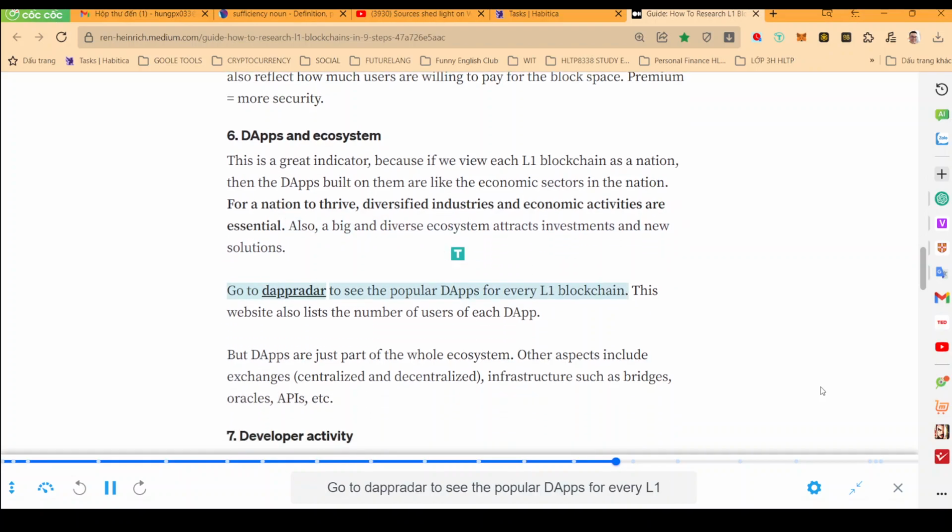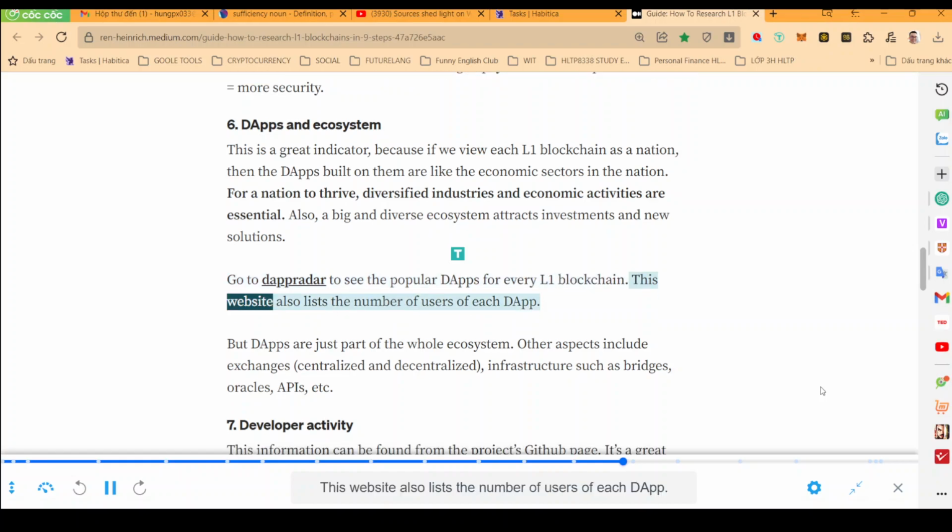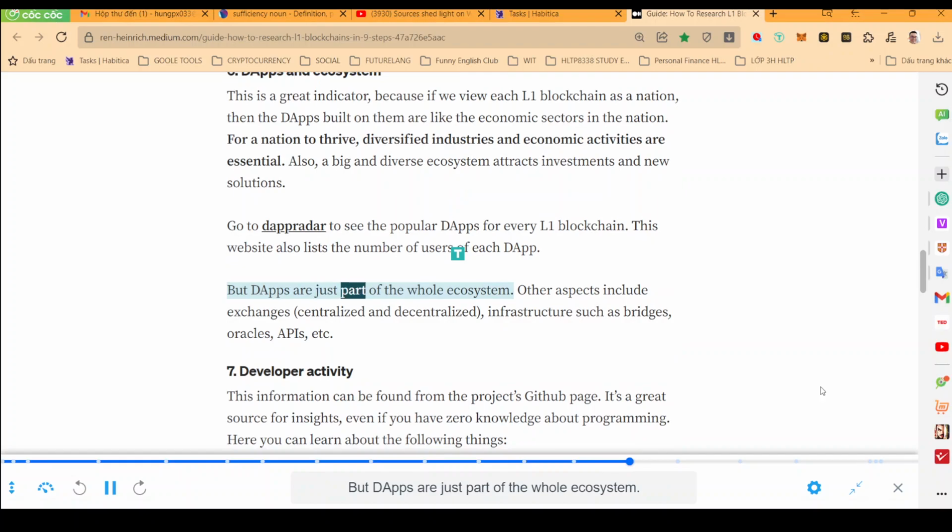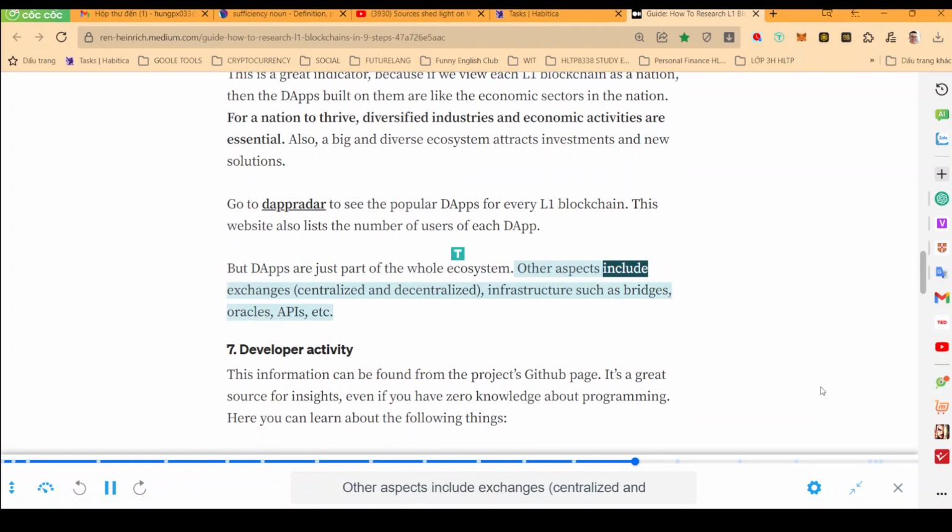Go to DappRadar to see the popular dApps for every L1 blockchain. This website also lists the number of users of each dApp. But dApps are just part of the whole ecosystem. Other aspects include exchanges, centralized and decentralized infrastructure such as bridges, oracles, APIs, etc.